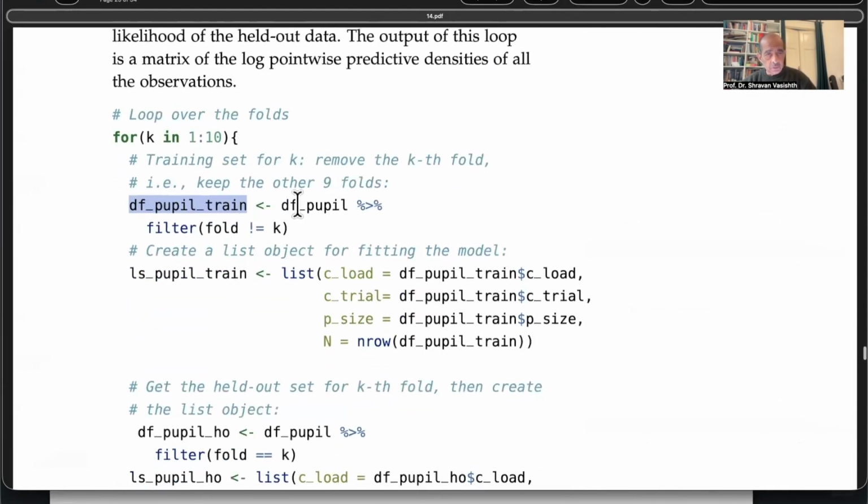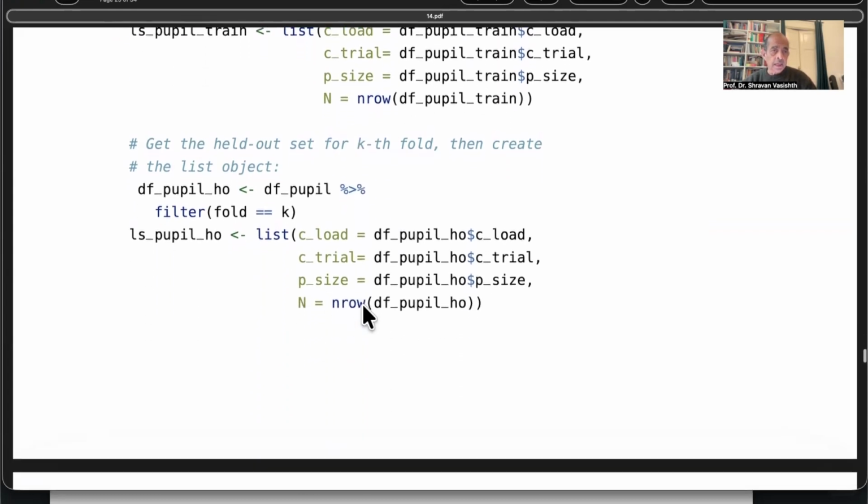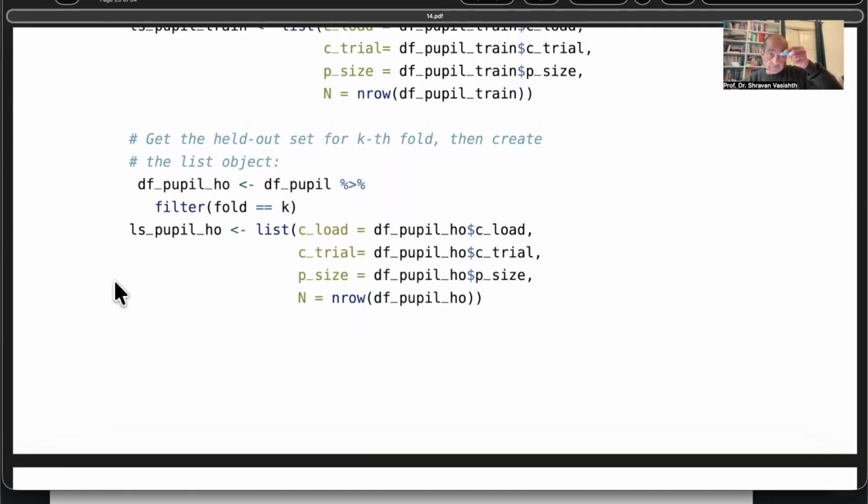Okay. So that's what this code is doing. It's extracting the training data because it's removing everything that doesn't have fold equal to 1. Okay. Then we create the list object that contains the usual information that the stand model needs. And then we are also going to extract the held out data. This time we're going to extract the 4 data points for k equal to 1 that constitute our held out data. So there'll be only 4 data points here in the first fold. Okay. So that will also be saved in the held out list object.